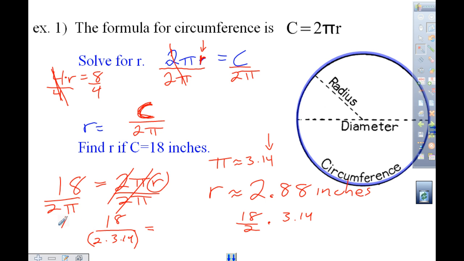So instead, do 18 divided by 6.28, and see what you get. It was 2.86. All right, 2.88 or 2.86, close. So this should give you the correct answers.